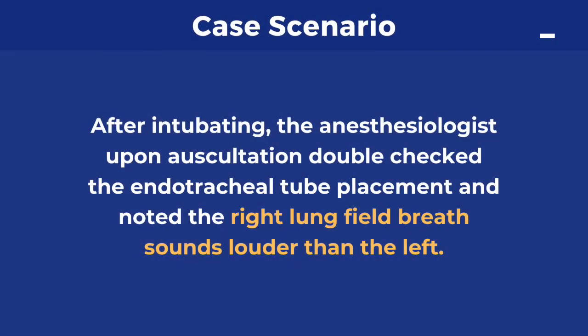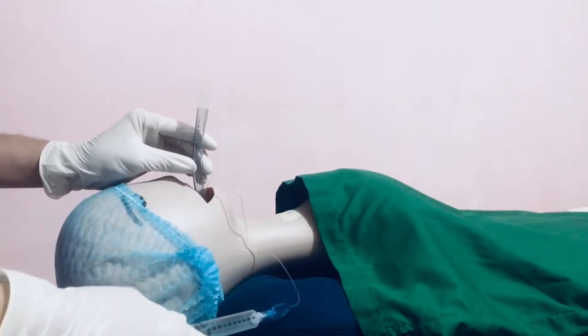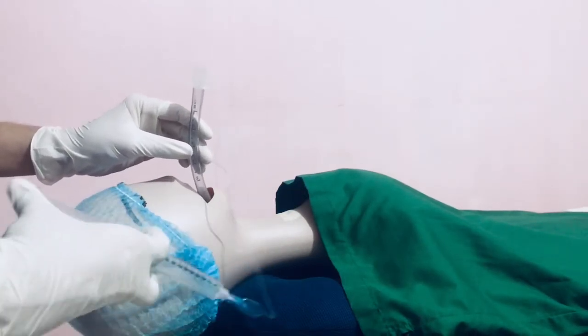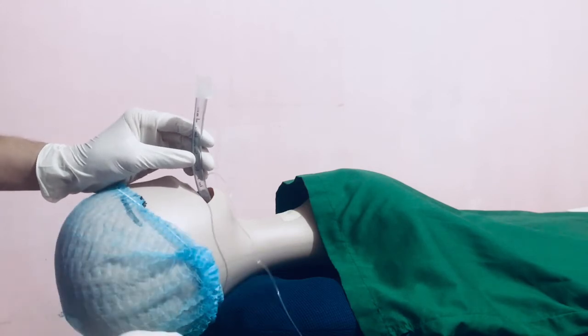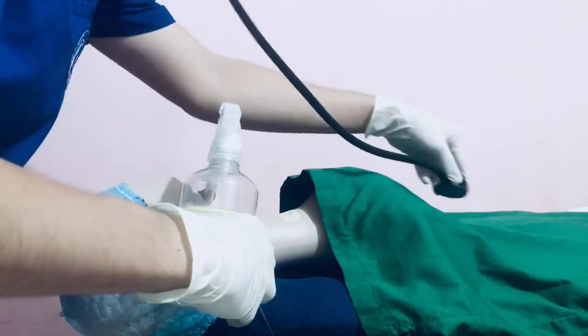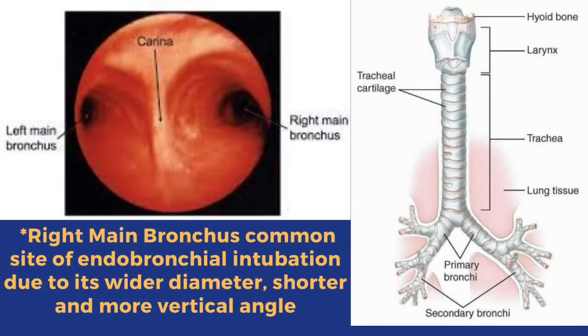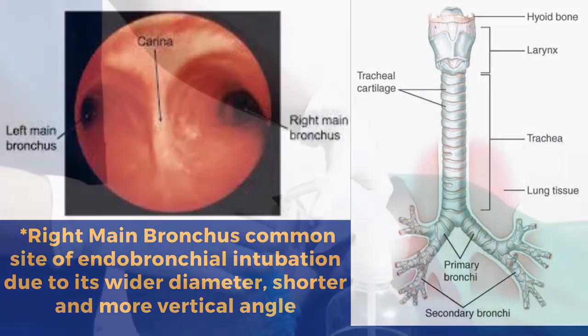In our case scenario, breath sounds are heard louder in the right lung fields compared to the left, suggesting right endobronchial intubation. To address this, deflate the cuff, pull back the ET tube 1 cm, inflate again, and connect to the BV mask and auscultate for equal breath sounds. Repeat as necessary until equal breath sounds are heard. Right endobronchial intubation is common because the right main bronchus is wider, shorter, and has a more vertical angle.